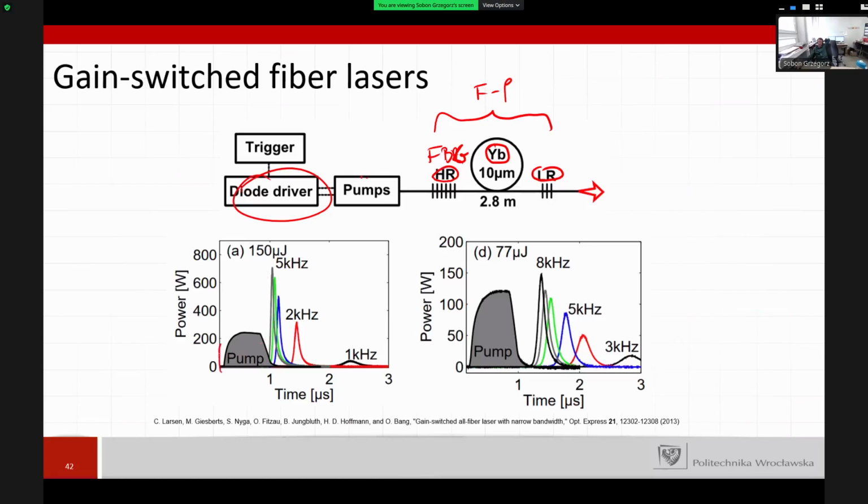You can see that the pump pulse is long and it has a relatively low peak power, but the output pulse is much more powerful, with a few hundreds of watts, and the pulse duration is much shorter. So the energy is released over a very short period of time, shorter than in the case of the pump pulse.